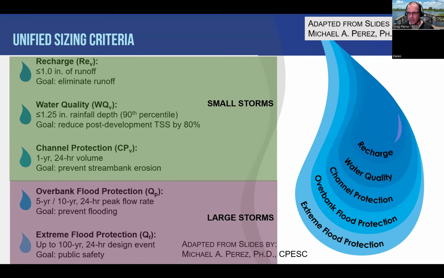Okay, so what we're going to cover today is the unified sizing criteria a little bit, and specifically talk about how we can use multi-stage outlet design to address especially some of the smaller storm aspects of the unified sizing criteria. So here you just see an example of some of the elements of the unified sizing criteria that are identified in the Iowa Stormwater Management Manual.